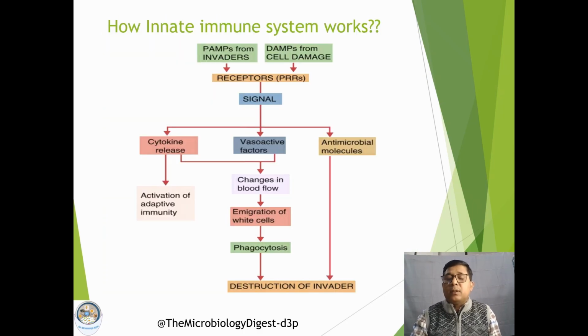Now this is how the innate immune system works, the flow chart. First, the PAMPs and DAMPs will be recognized by the pattern recognition receptors. They will bind, and then they will produce a signal. This signal will in turn cause the release of cytokines or other antimicrobial molecules by the body, and it will initiate the destruction of the invader.